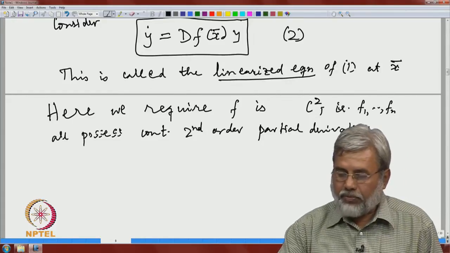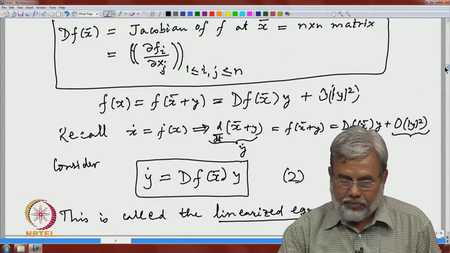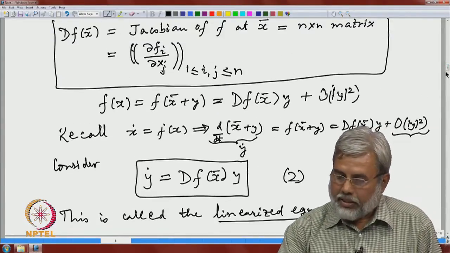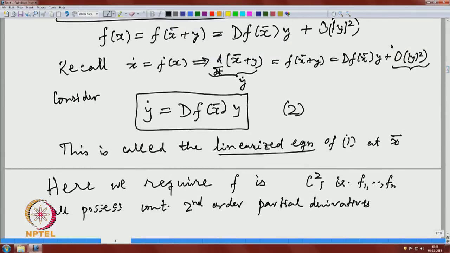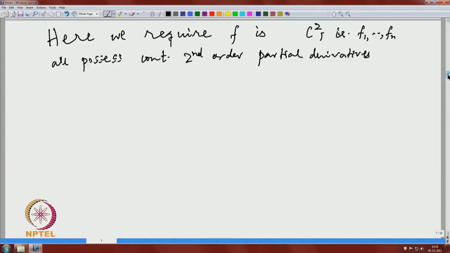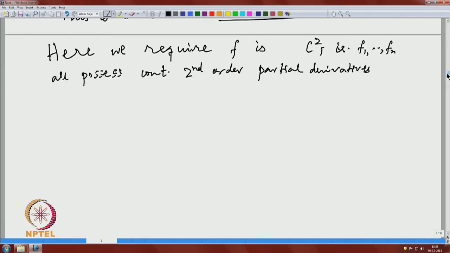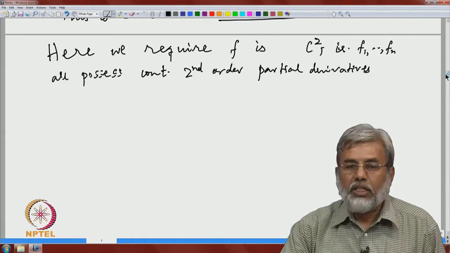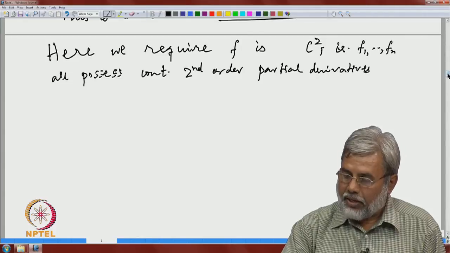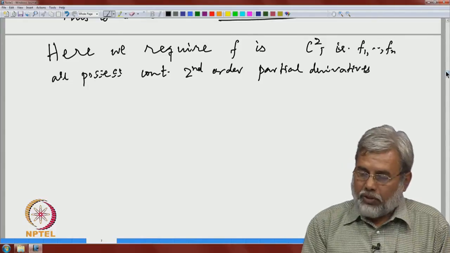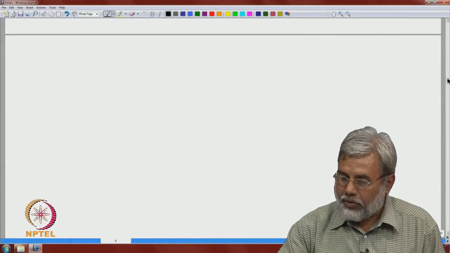The second order part, first order you have already seen here, that comes in the Jacobian. The second order derivatives are required in order to write this one. So, that is why you require C2. But most of our examples are polynomials. Polynomials are in fact not only C2, they are infinitely many times differentiable. So, no problem. Okay. So, with a few more definitions, we will go to examples.